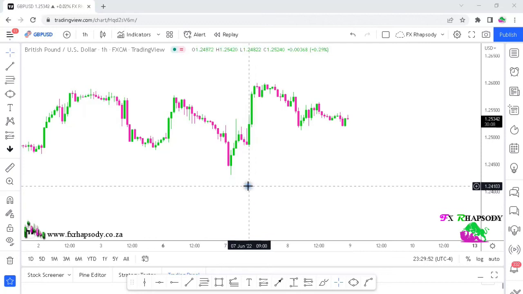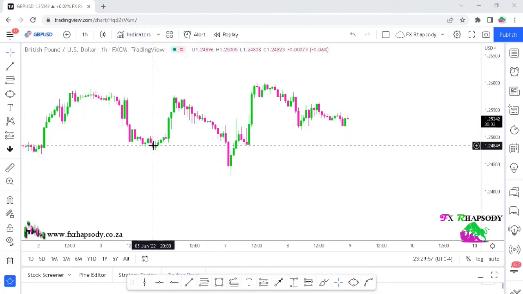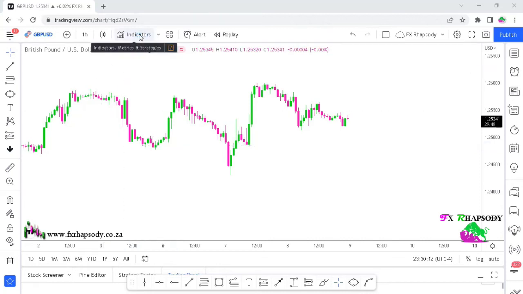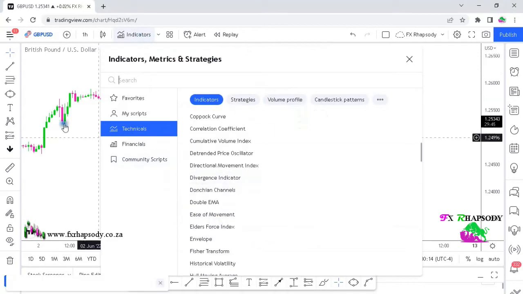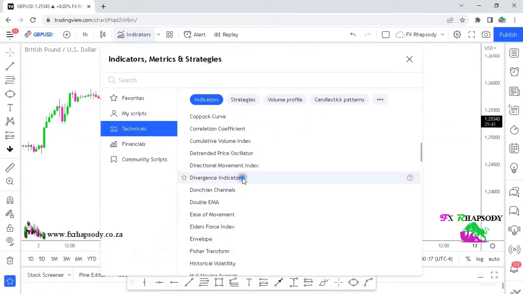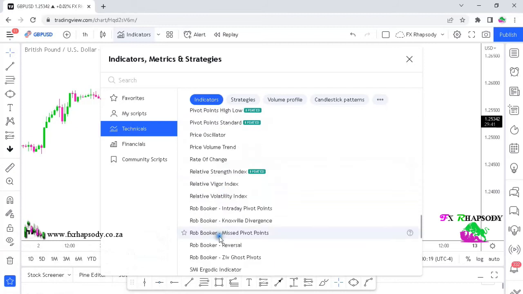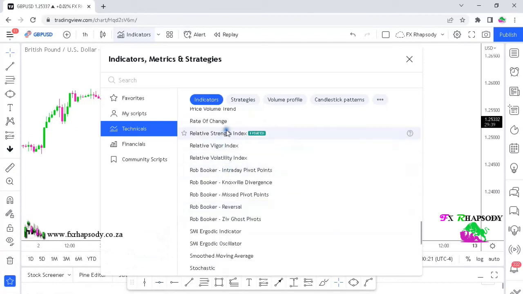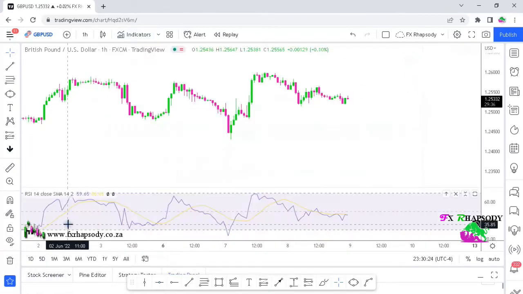out of this indicator. First of all, the Relative Strength Index, the RSI, is one of the most popular and widely used momentum oscillators. It was developed by J. Willis Wilder, and it basically measures both the speed and the rate of change in the price movements within the market. So if you go to indicators in the top there and you go to technical indicators, you just scroll down until you find your Relative Strength Index, which is this one.